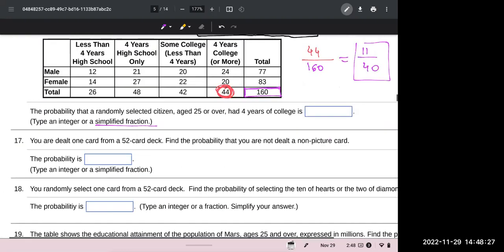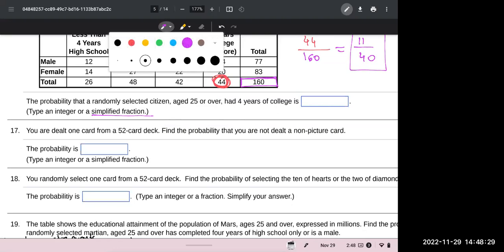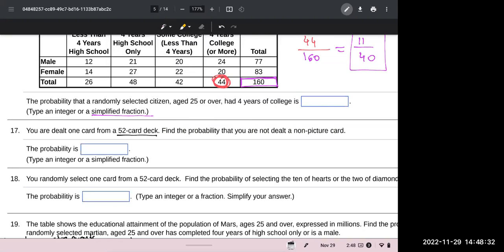Next one, you're dealt one card from a 52 card deck. Find the probability that you are not dealt a non-picture card. Okay, so not dealt a non-picture card. So this is a double negative, not and not. So find the probability of not selecting a non-picture card. So we know from English that not means yes.